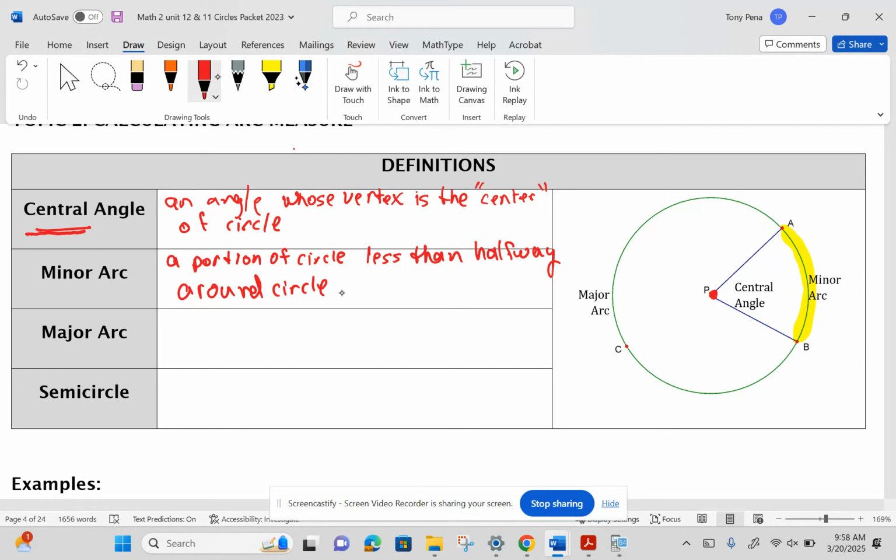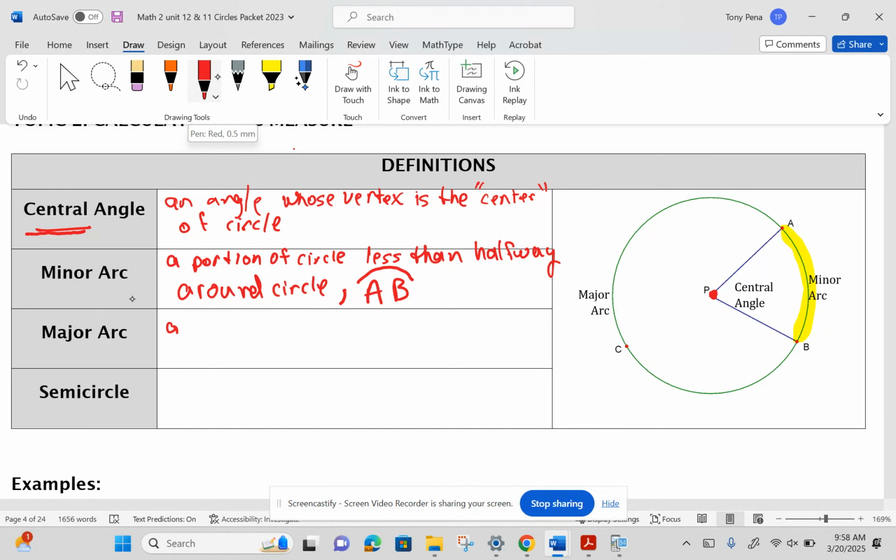The way we would name that, so put a comma here, is you would say AB or BA, the order wouldn't necessarily matter, and then an arc has this symbol over the top. You just make an arc over those two letters, and that's the arc that I have highlighted in yellow right now, okay?